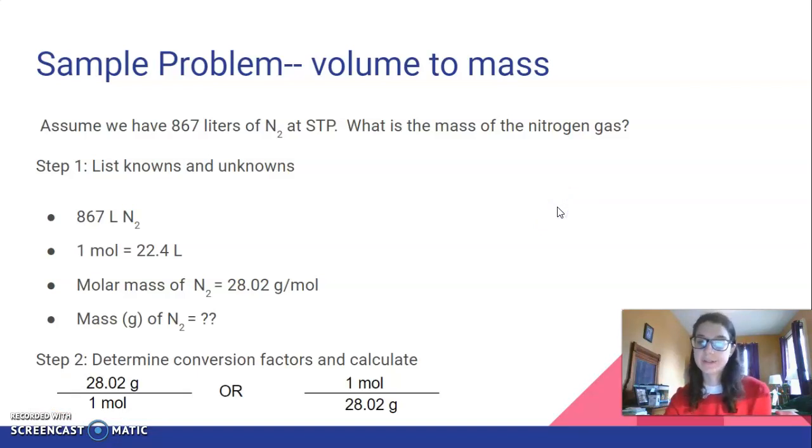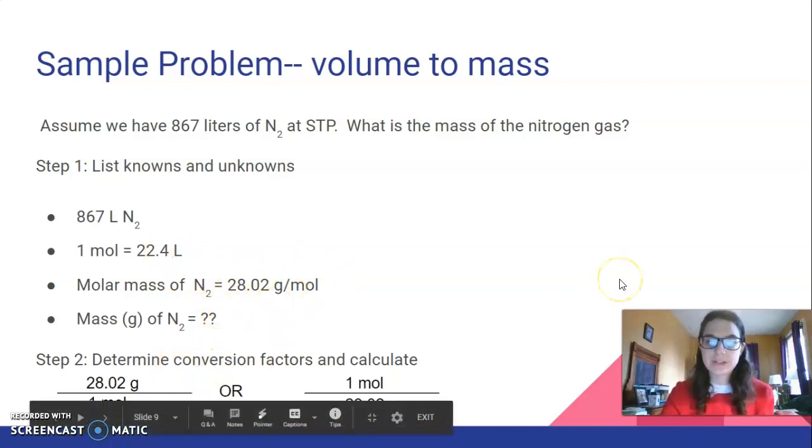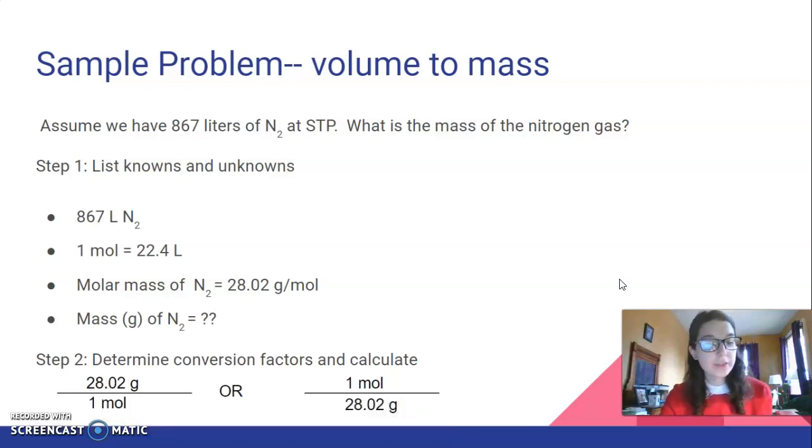Second conversion factor I have to determine has to do with the molar mass of N2. And we find that on the periodic table. Molar mass of nitrogen times 2, because again, nitrogen is a diatomic element, so N2 is what exists in nature typically. And this relationship gives me that there are 28.02 grams per 1 mole, or that there's 1 mole in 28.02 grams.